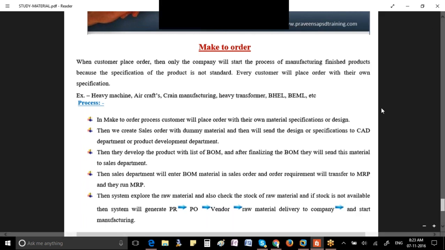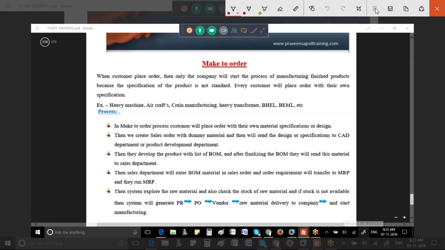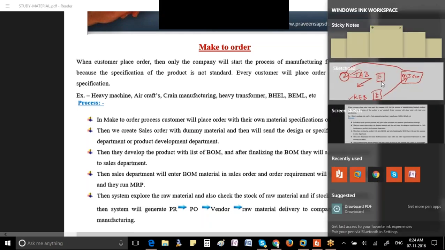Let's move on to make to order. What is make to order? In what scenarios does your company go for make to order? Make to order may not be with every project or every client. It is a process used by only a few companies and a few products. So what companies use make to order, and in what scenarios do they go for it?